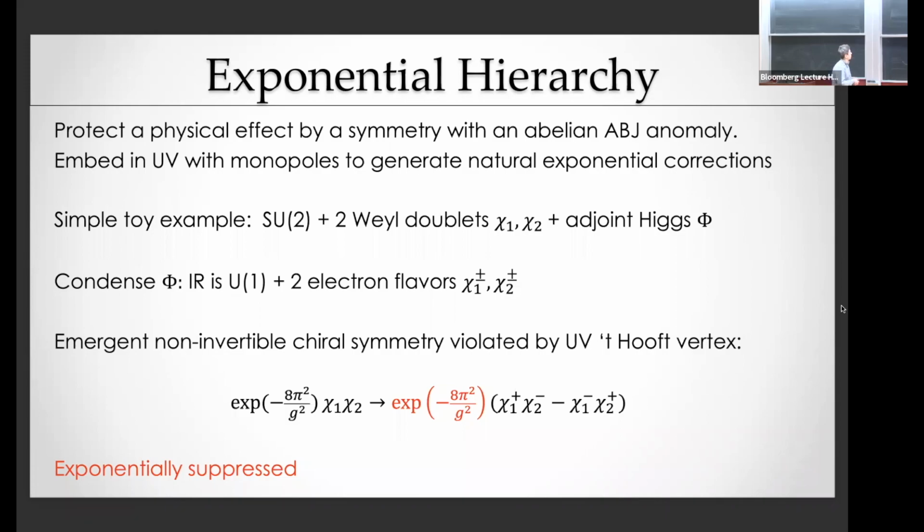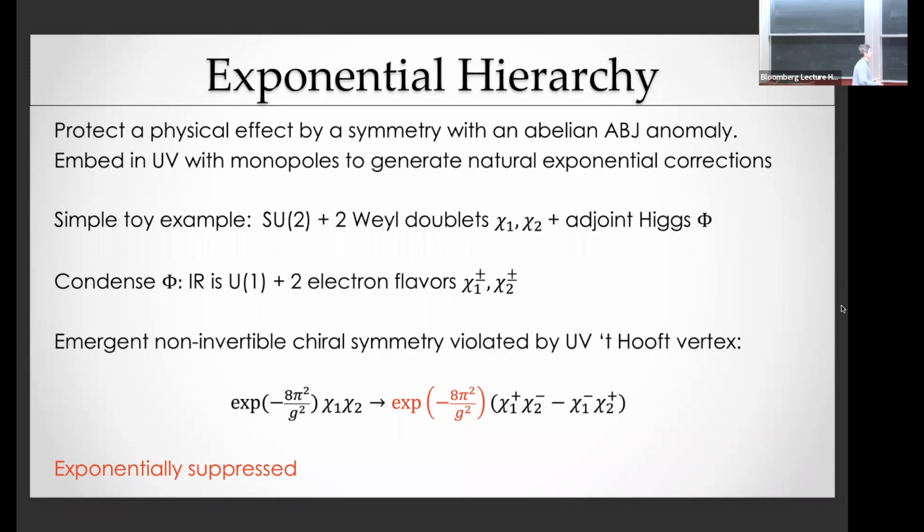Okay. So for instance, an elementary toy example: we take SU2. This is the UV, SU2 with two Weyl doublets, chi1 and chi2, and an adjoint Higgs field phi. The adjoint Higgs can condense and send us to U1, and now we'll have 2 electron flavors coming from our 2 doublets. The infrared has a non-invertible chiral symmetry, which is violated by the UV. And that means that the UV 't Hooft vertex will generate a very small quadratic term for these fermions.